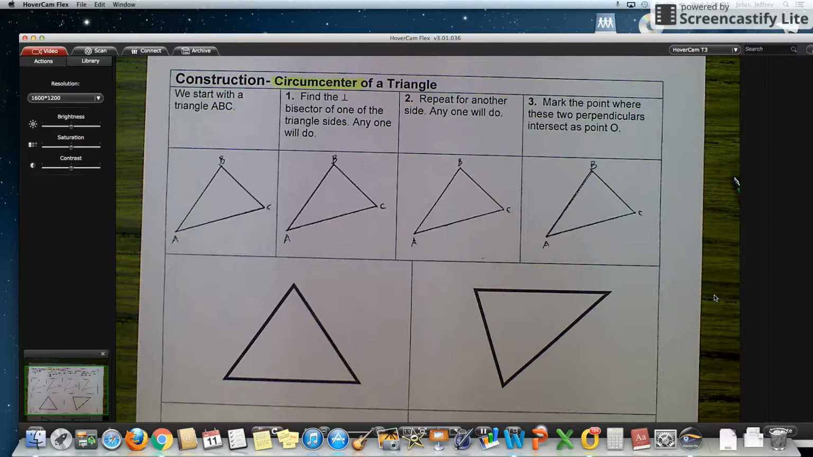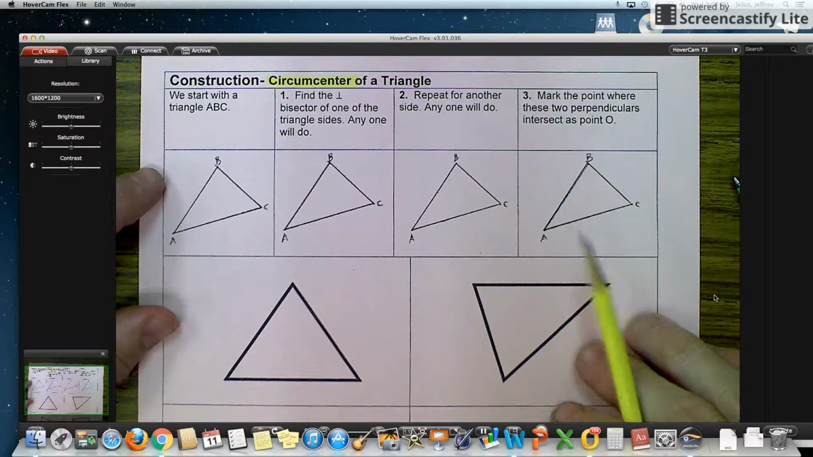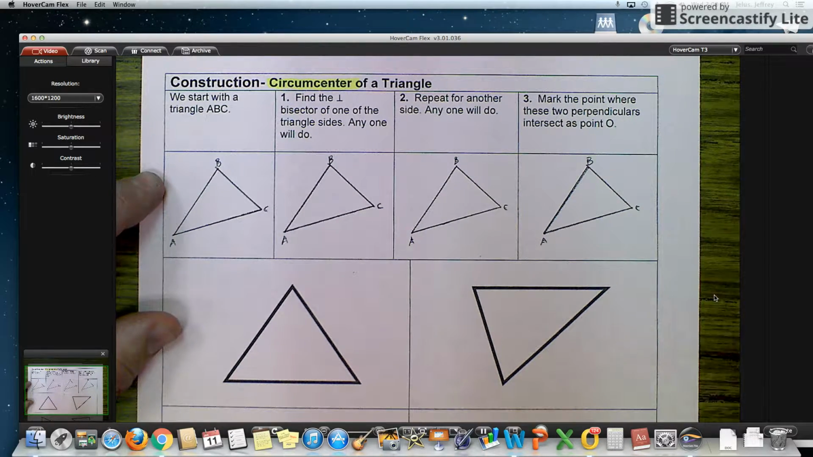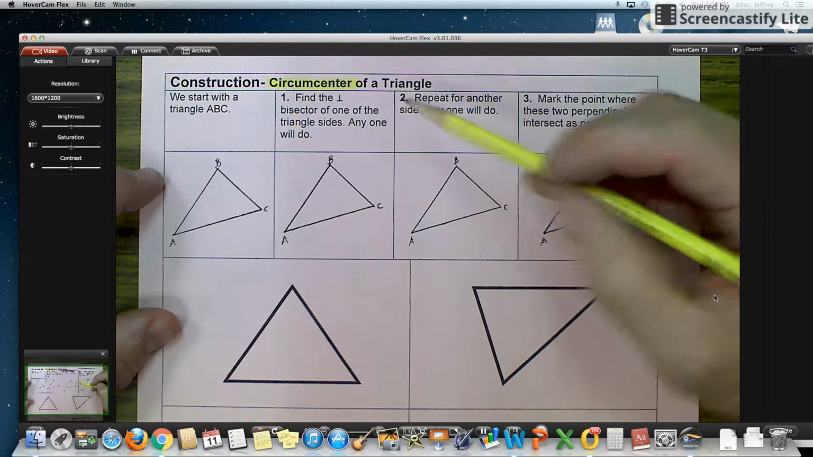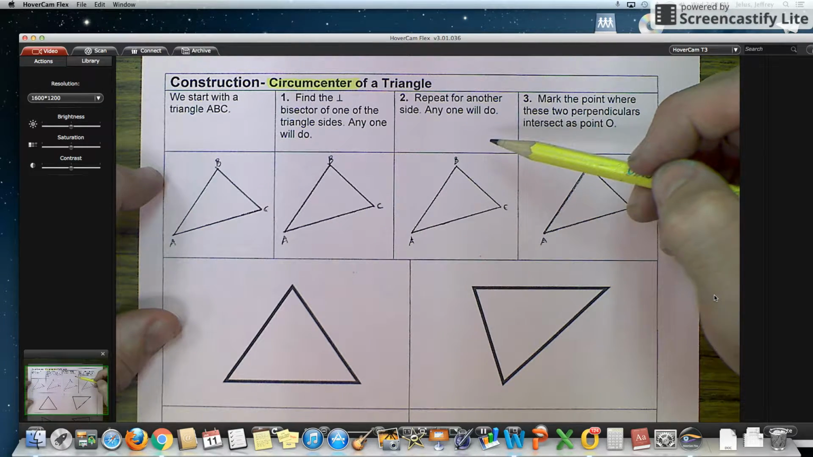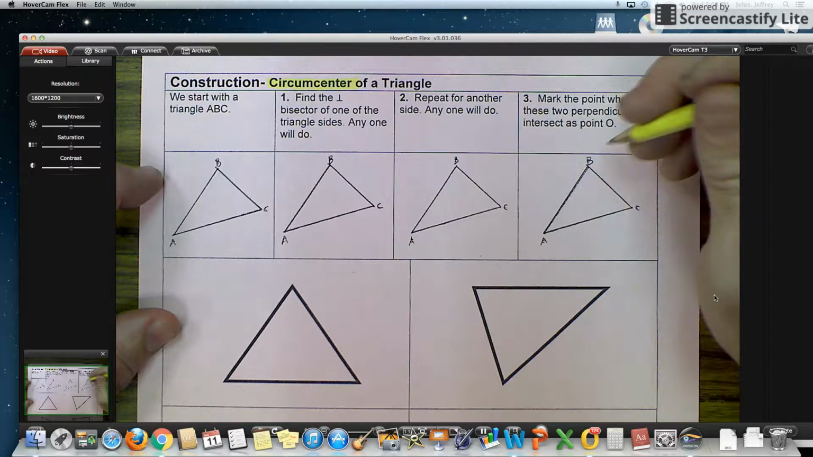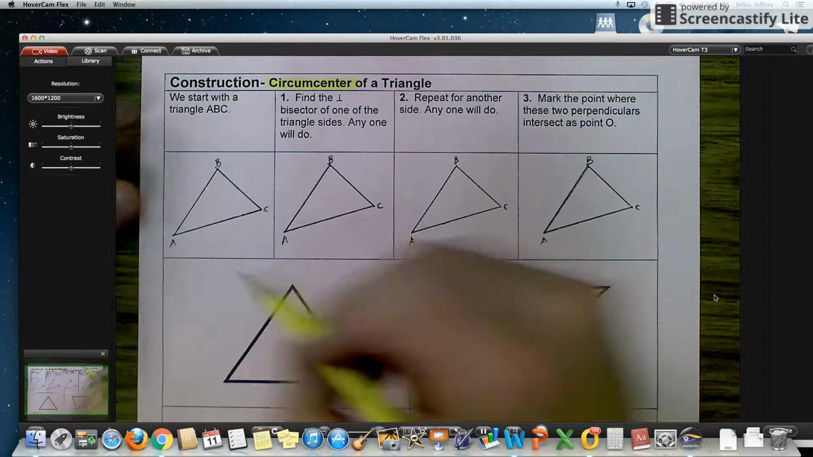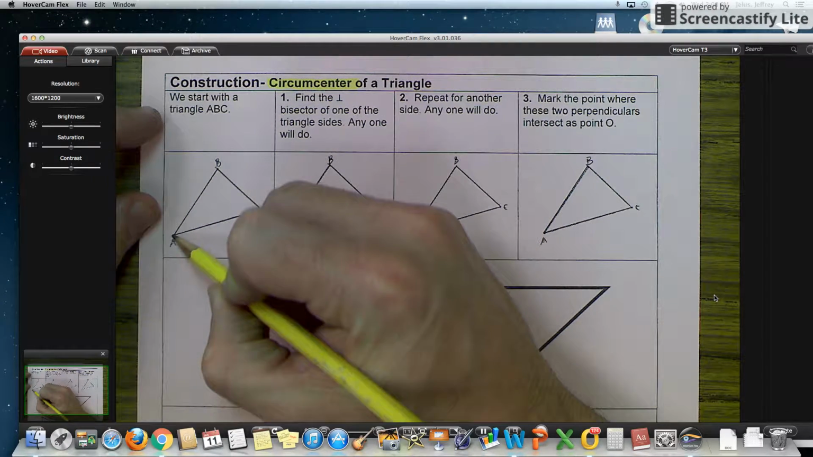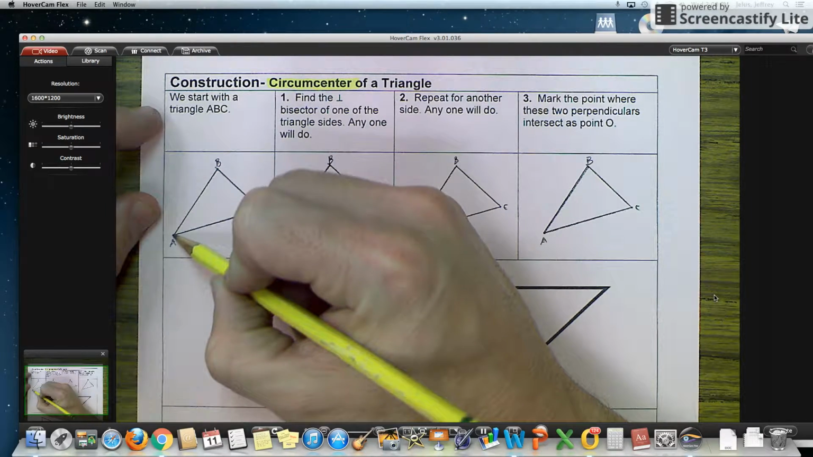Okay, today we are going to construct the circumcenter of a triangle. If you remember yesterday, we constructed the midpoint of a triangle, and what allowed us to find the midpoint was the perpendicular bisector. And if you remember from our vocabulary, the midpoint is the best point when you have two people trying to get somewhere. Well, when we have a triangle, we have three people trying to get to the best location.